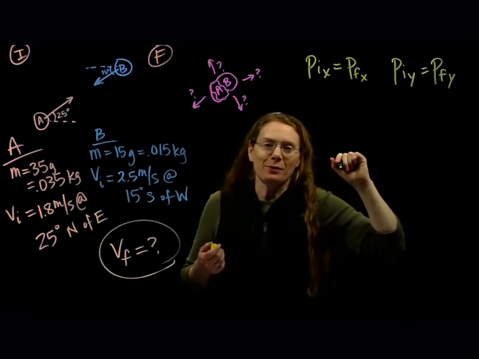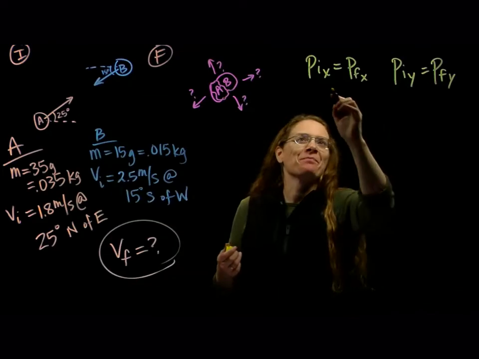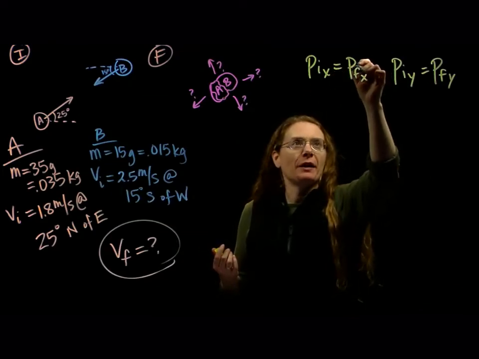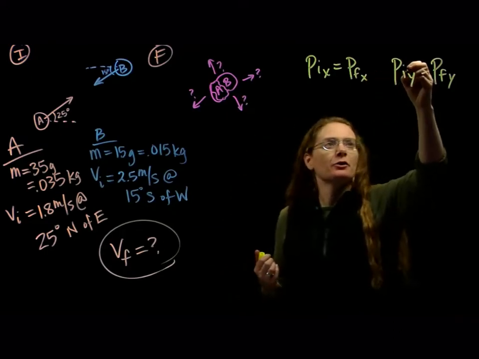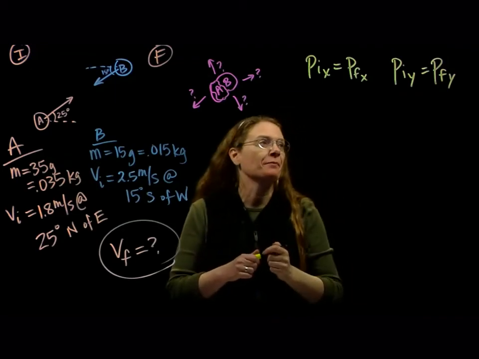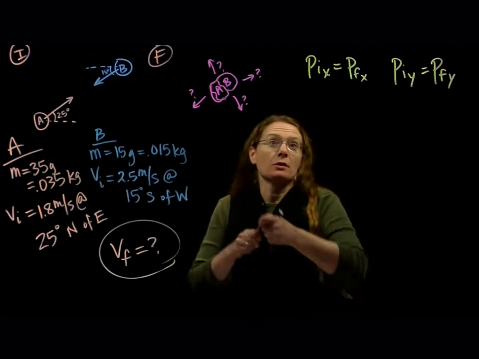And boy, do the subscripts get confusing here. So be really careful with your subscripts. The initial momentum horizontally in the x direction is equal to the final momentum in the x direction. Initial momentum in the y direction equals final momentum in the y direction. All right, so let's do them one at a time. I'm just going to start with the x direction.